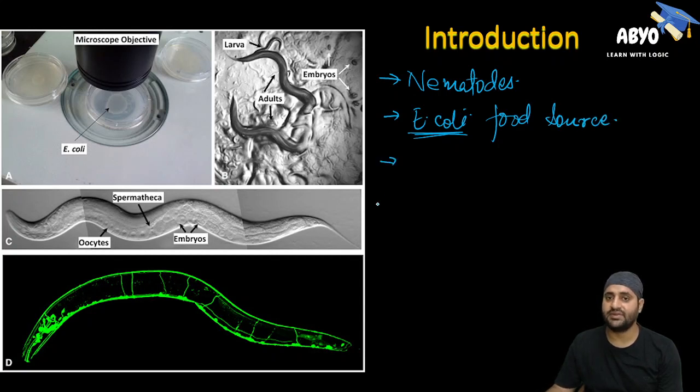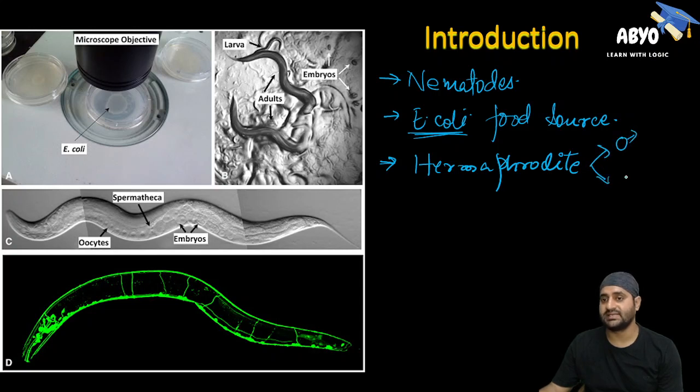Point number 3 is related to their sexes, right? They are basically hermaphrodites. For those who don't know about hermaphrodites, they represent both male and female. But early during the developmental stage, during the embryonic stage, they start to develop as male. Later on, they develop ovaries. Due to the development of the ovary, they gain the capacity to produce eggs. So we can conclude that they become hermaphrodite once they become adult.